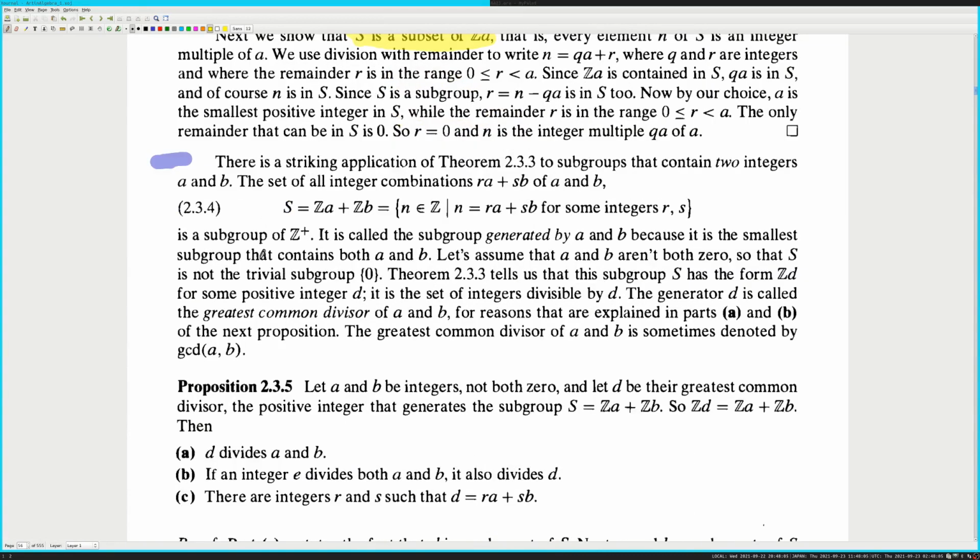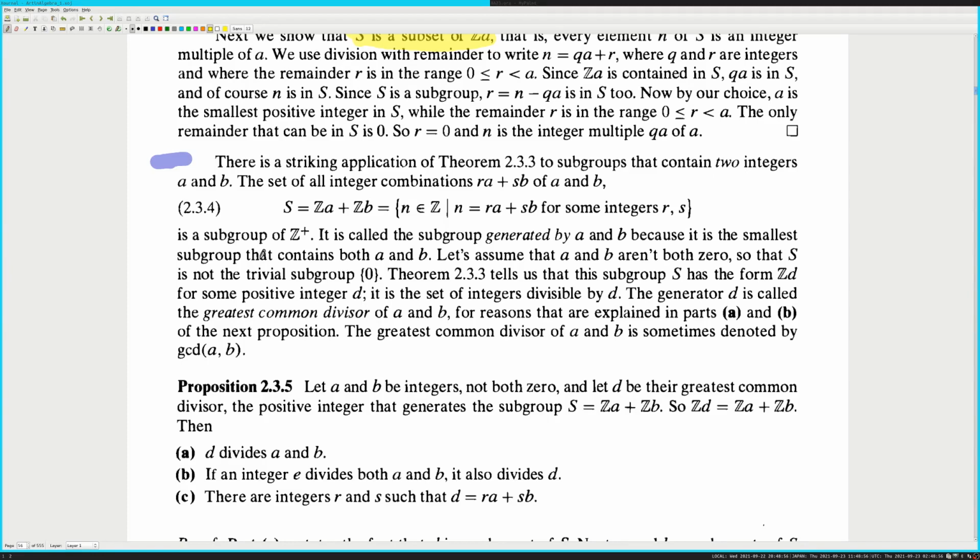There is a striking application of theorem 2.3.3 to subgroups that contain two integers. The set of all integer combinations RA plus SB of A and B is a subgroup. So S is equal to ZA plus ZB, which is the set of n in Z such that n is RA plus SB for some integers R and S. So it's an integer combination of A and B. It's called the subgroup generated by A and B, because it is the smallest subgroup that contains both A and B. Right? His idea is that this is going to be Z of the GCD of A and B.